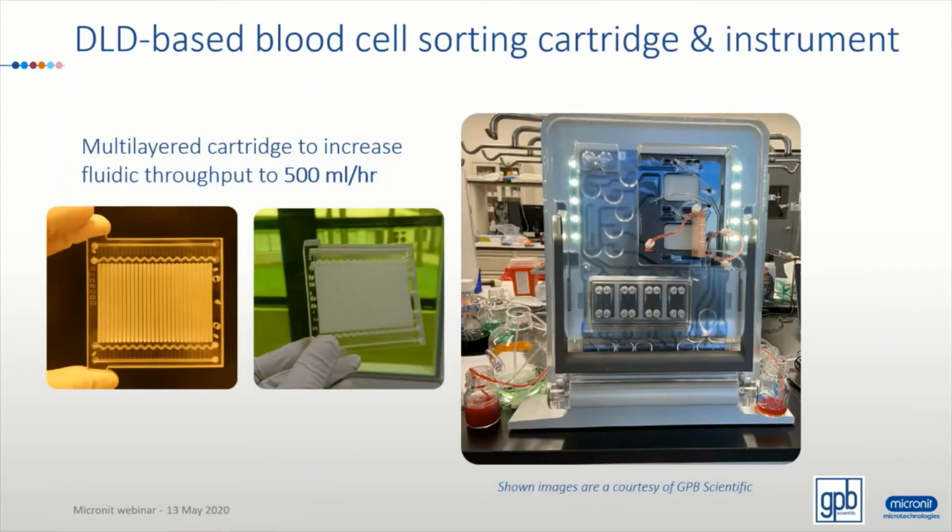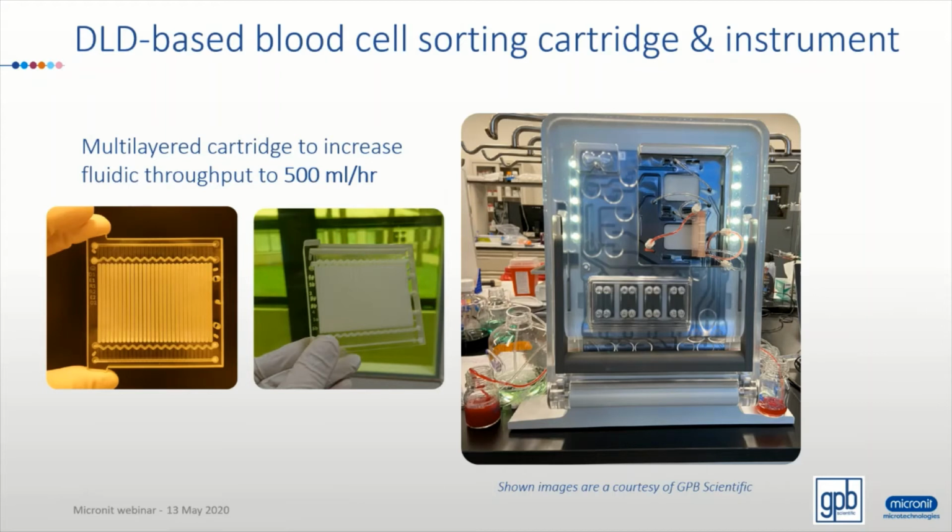This is how the cartridge and the instrument look like currently. As I said, it's being developed, and our customer GPB is going to commercialize this and bring it to the market. The device at the left-hand side is a polymer device consisting of multi-layers that contain all these lanes that have the microposts for the cell sorting.